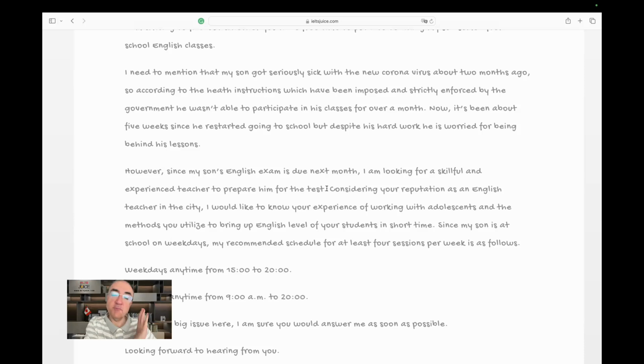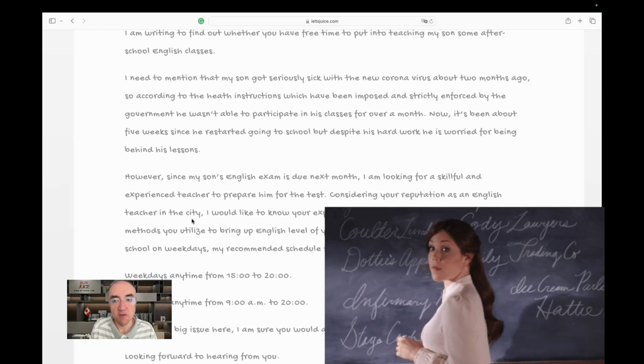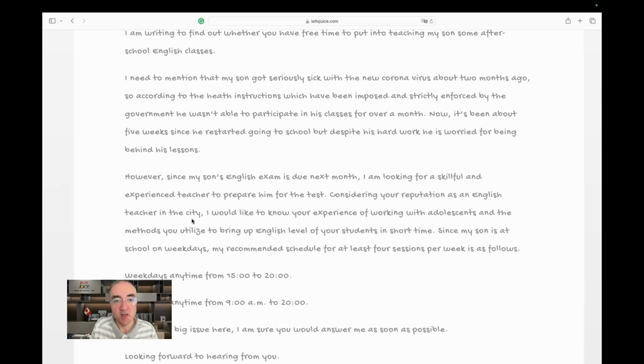Now, in the previous paragraph, we talked about what has happened. Now we are going to talk about what should happen in the following days. Considering your reputation as an English teacher in the city, wow, Ms. Smith has quite a reputation. I would like to know your experience of working with adolescents and the methods you utilize to bring up the English level of your students in a short time.